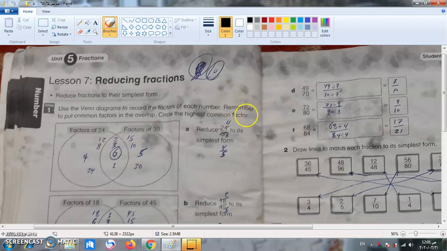Very good. So he said reduce 24 over 30 to its simplest form. If we would like to put it in the simplest form, we just divide by the same number here and here. بنقسم يا شباب على نفس الرقم. Above and down, فوق وتحت في البسط والمقام يا شباب. So 24 divided by 6 equals 4, and 30 divided by 6 equals 5. So 4 over 5. As we said, we divide by the common factor. بنقسم يا شباب الرقمين على العامل المشترك الأكبر اللي بينهم. Good. So the simplest form is 4 over 5. 4 fifths. 4 أخماس. Very good.